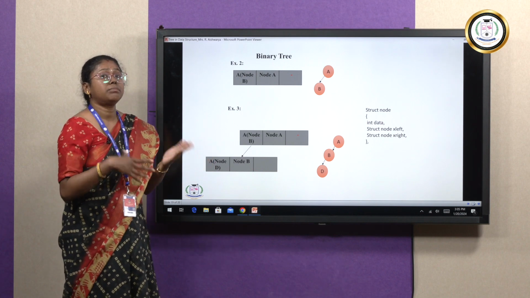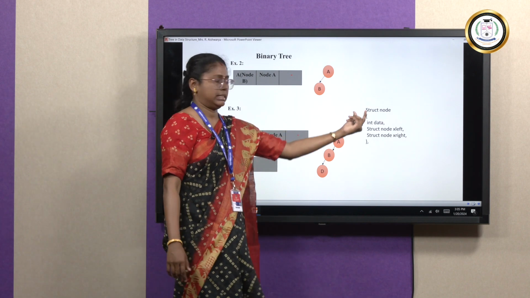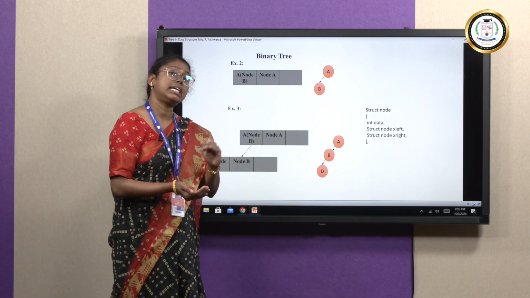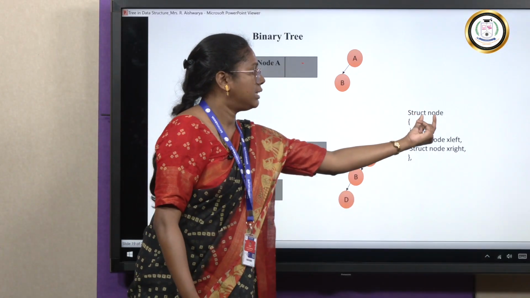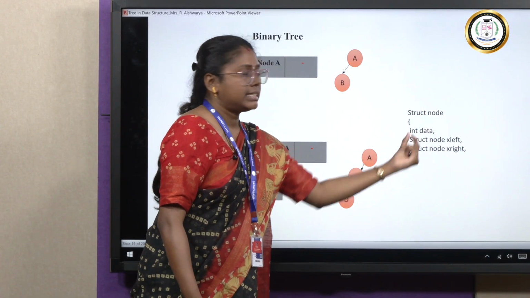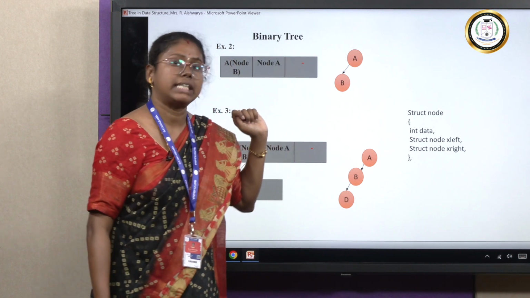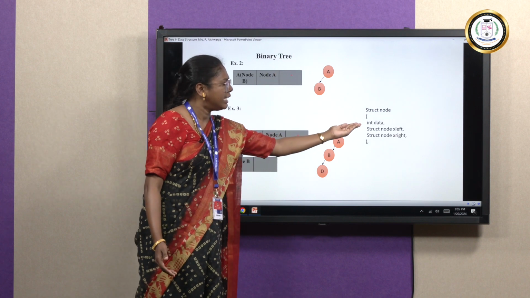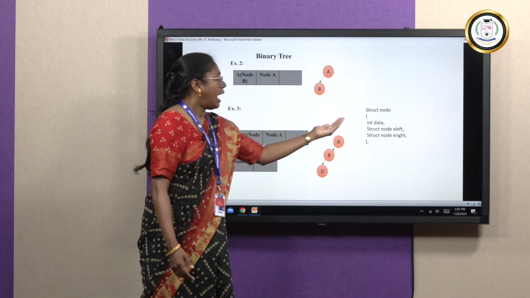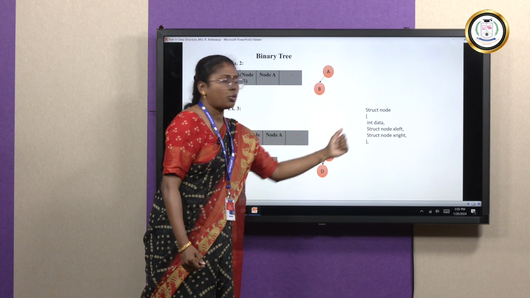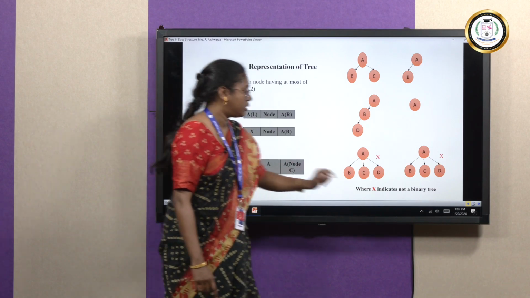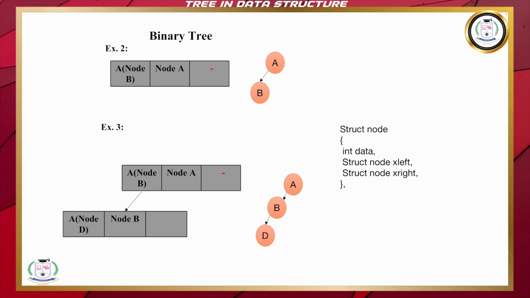To represent the same thing in a program, we have to use a struct. A struct is a collection of multiple data types under a single name. So that is the struct node. Here this node is A. The int data is whatever data you are giving inside it, either a number or a character. Integer means it's a number, and then struct node for the left and struct node for the right. The same representation I have shown in the coding way. This is a very important representation.